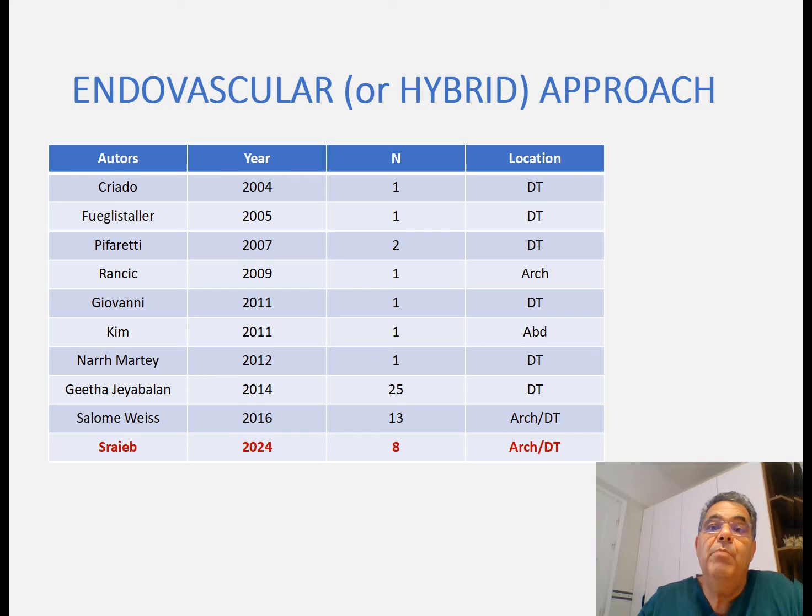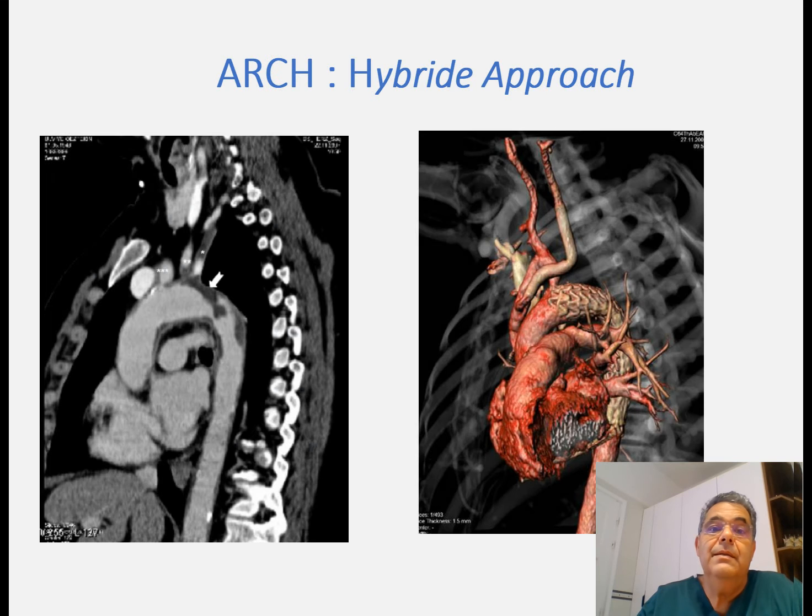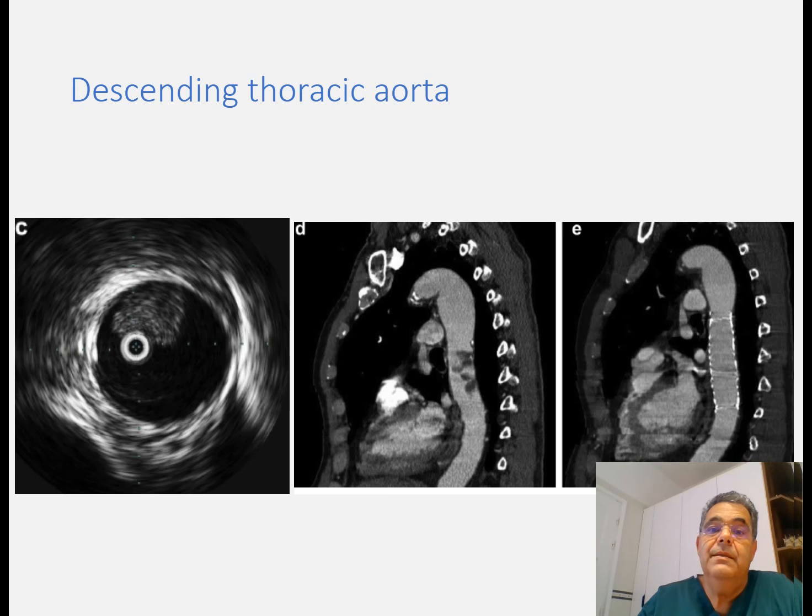The endovascular hybrid approach is becoming more and more the first choice for the descending aorta, and even for the arch, and even now sometimes for the ascending aorta. Personally, we treated 8 patients by this technique with excellent results. The arch can be treated by a hybrid approach, like in this case, the supra-aortic debranching and antegrade stent graft implantation. For the descending thoracic aorta, you just put a stent in it and you crush all the thrombus on the aortic wall.